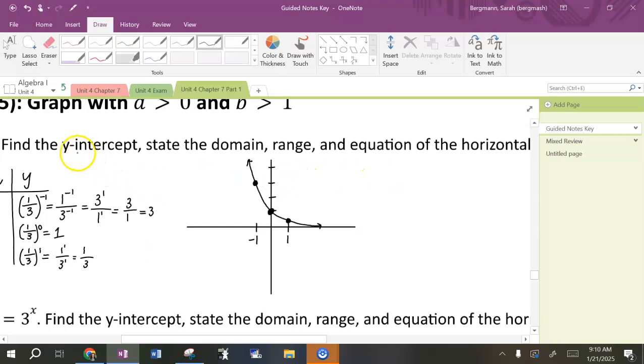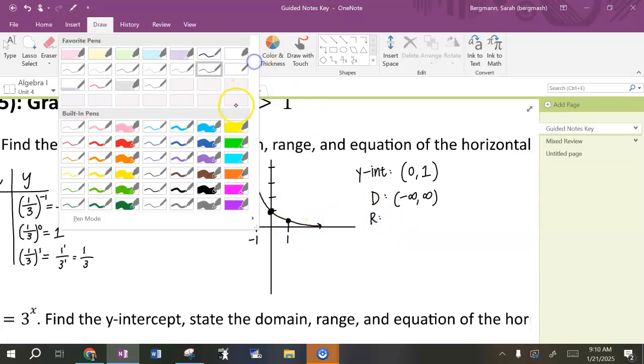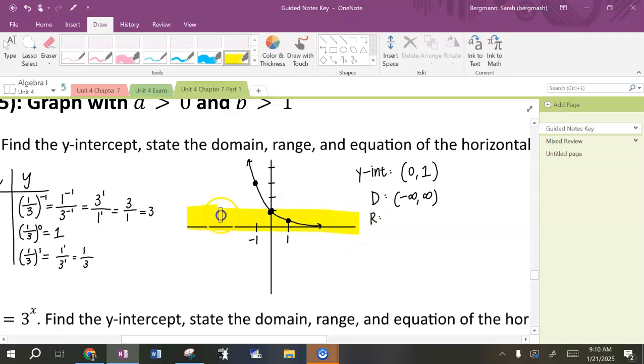All right, now we're going to do all the parts that they asked for, the y-intercept on this one. It's always 0, a, and we found out that it was 0, 1. The domain for all of these functions is all real numbers, or -infinity to infinity. The range for this one, it is always above the x-axis. So it goes 0, infinity, or y is greater than 0, if you wanted to put it as an inequality.